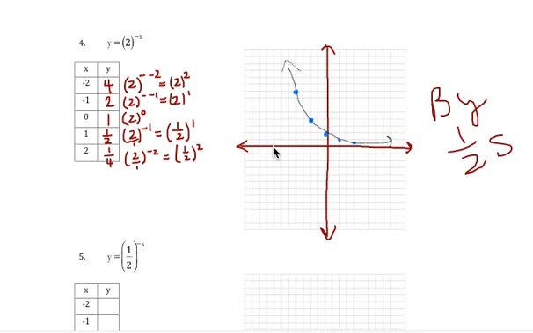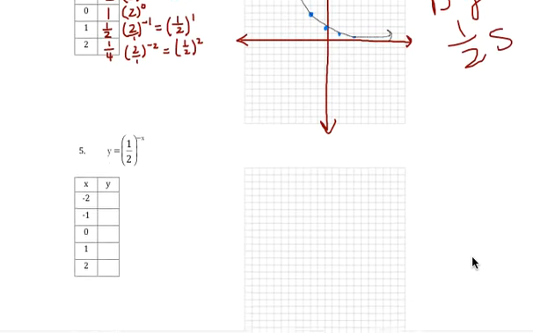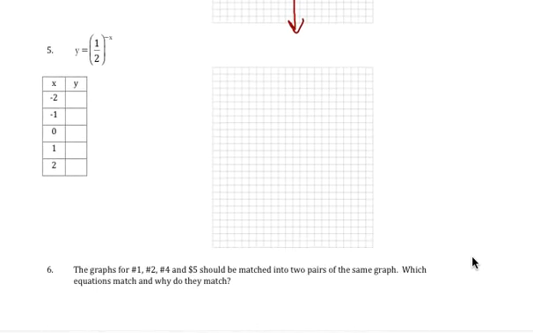All right. And then we're going to do number 5. We ready for number 5? Okay.